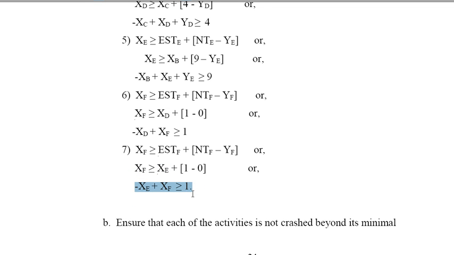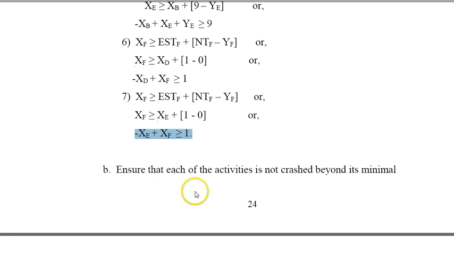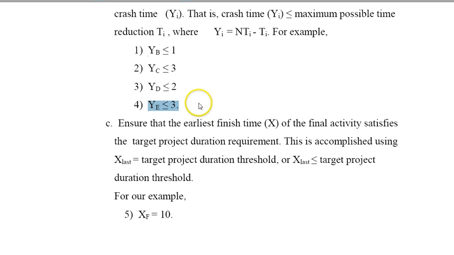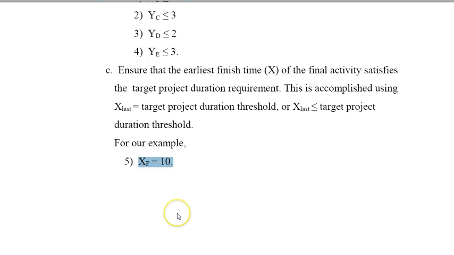Okay, so that's my first set. Then I want also to make sure that each of the activities is not crashed beyond its minimal. So now I want YB to be less or equal to 1, YC less or equal to 3. That's the maximum I can crash activity C, YD less or equal to 2, and YE less or equal to 3. So that's an easy set of constraints. And the last one is I want to make sure that I reach my earliest finish time. So I want XF to be equal to 10, and I can write that as a constraint.